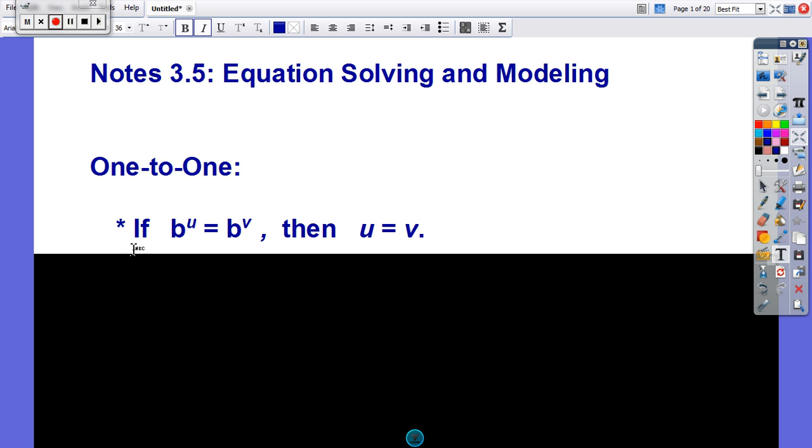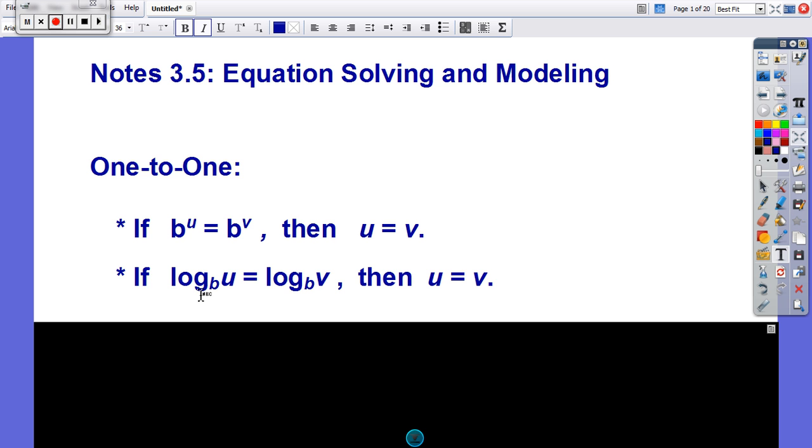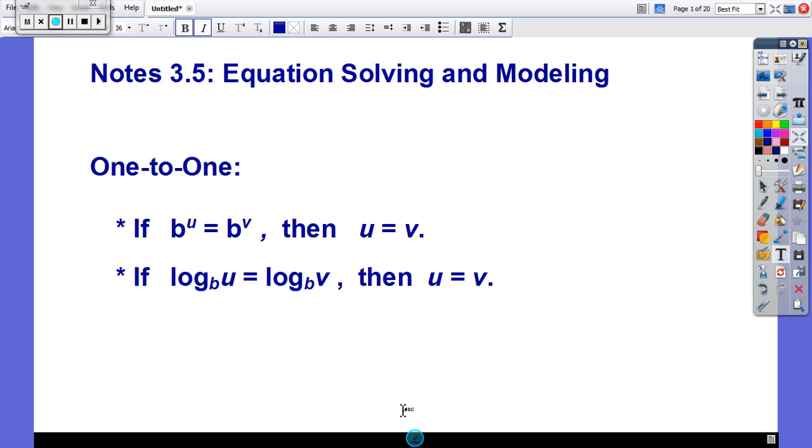We kind of already used this a little bit as well. If b to the u equals b to the v, then u must equal v. Similarly, if log base b of u equals log base b of v, then u must also equal v.